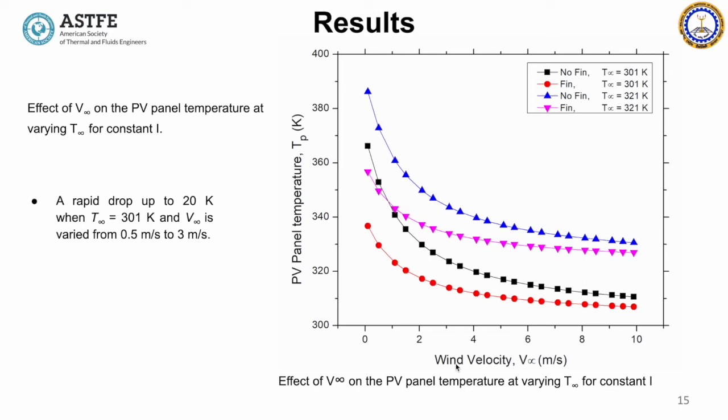In this graph, we can see the effect of wind velocity on the PV panel temperature at varying ambient temperature for constant irradiance. There is a rapid drop of up to 20 Kelvin when ambient temperature was 301 Kelvin and wind velocity is varied from 0.5 meter per second to 3 meter per second.